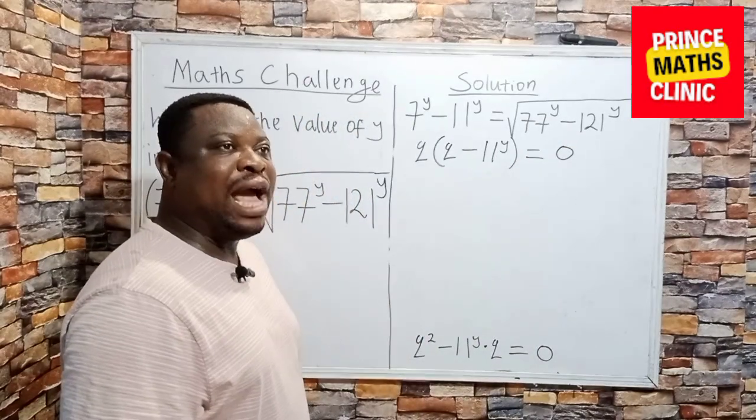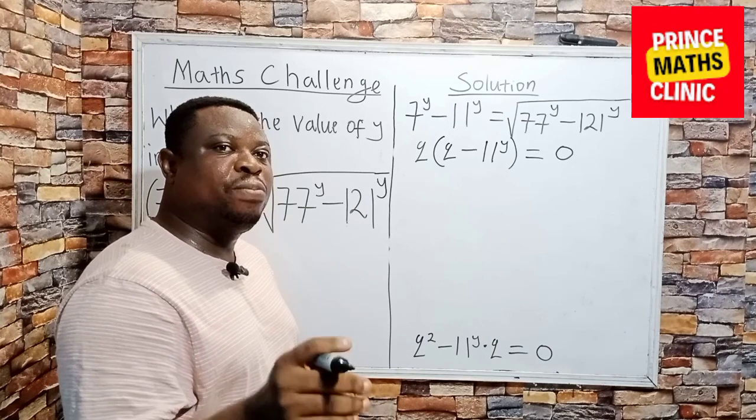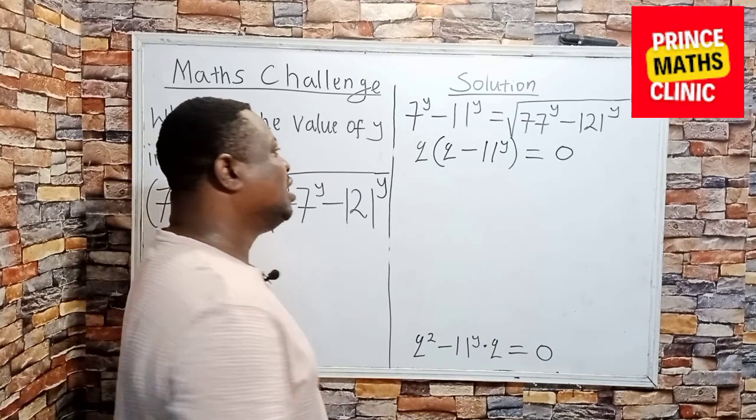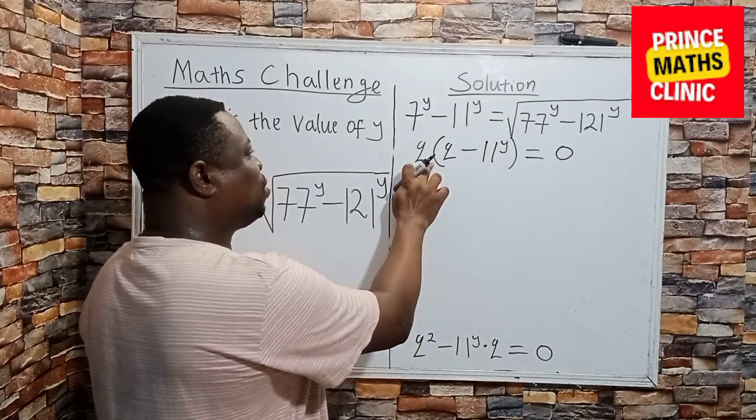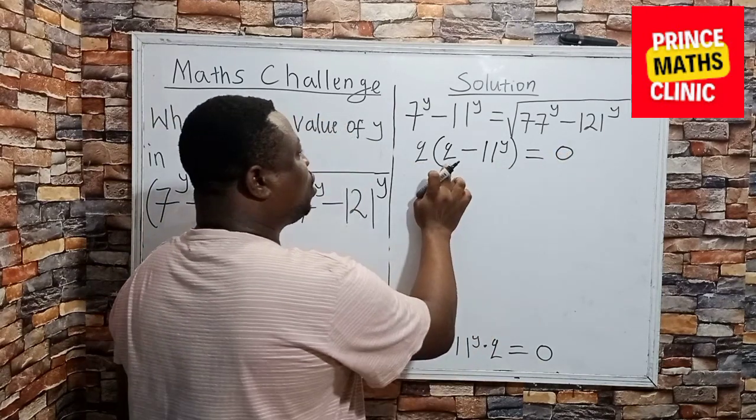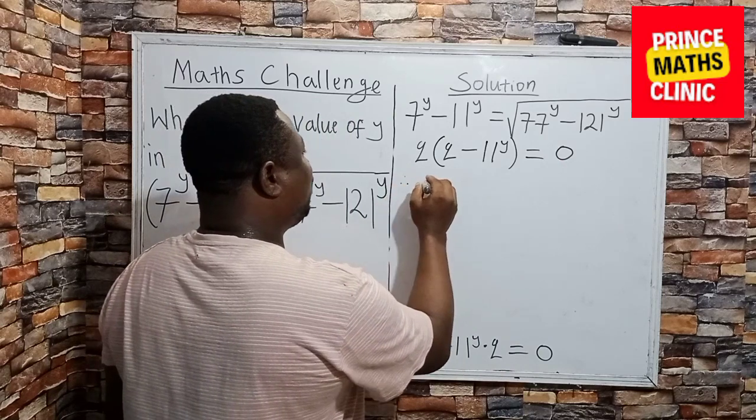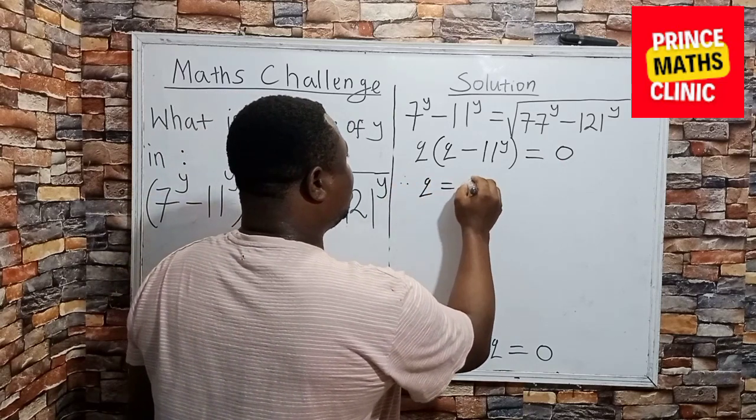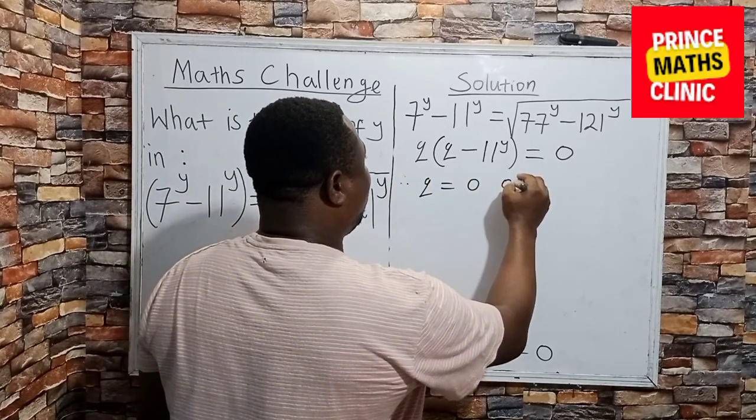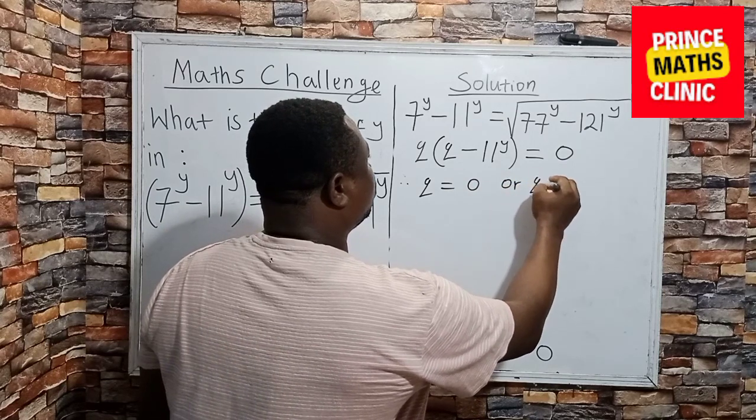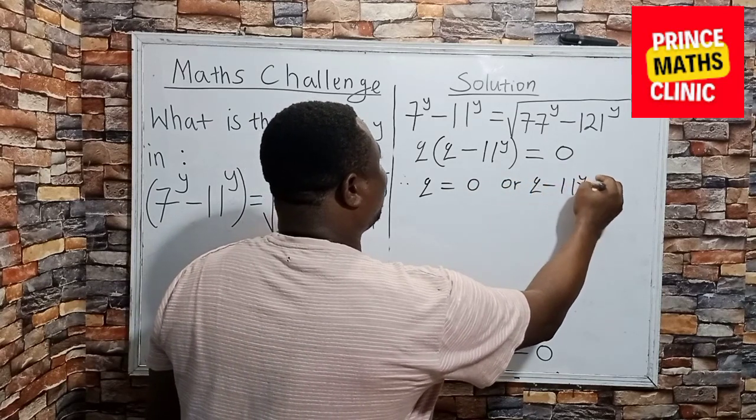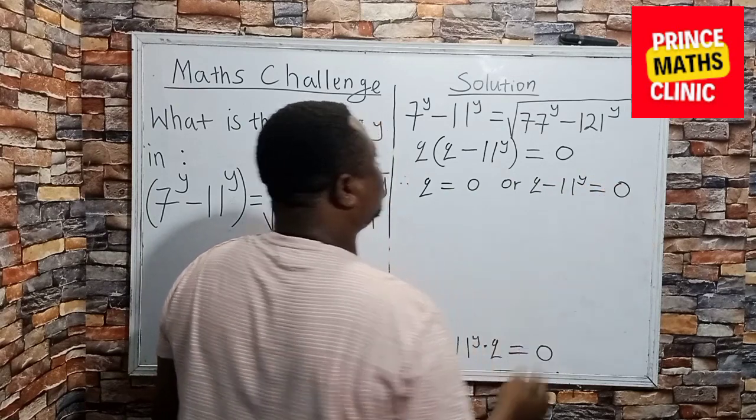So I'm going to apply the zero product law here that says that either this q will be equal to 0 or q minus 11 to the power of y equals 0. Therefore, q equals 0 or q minus 11 to the power of y equals 0.